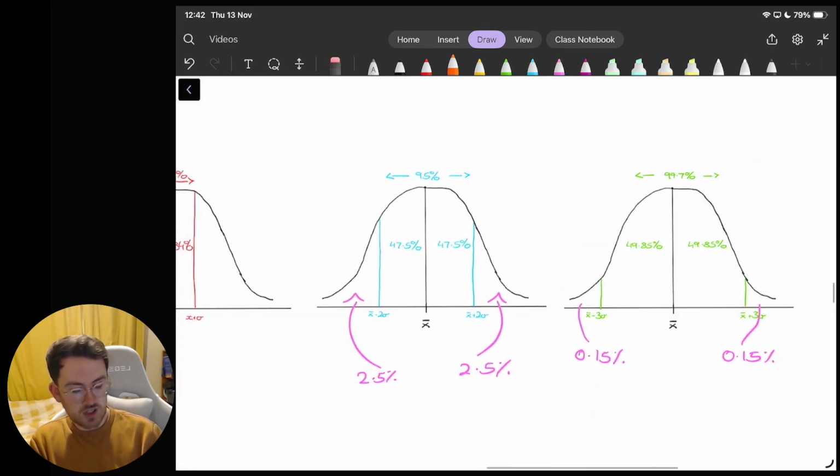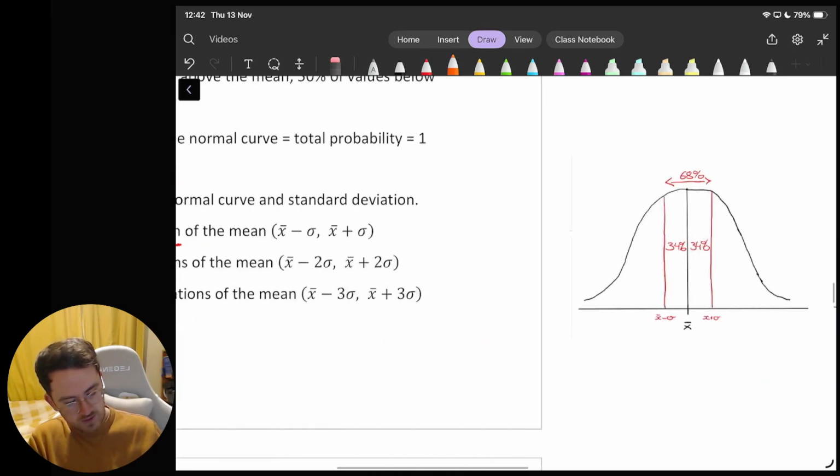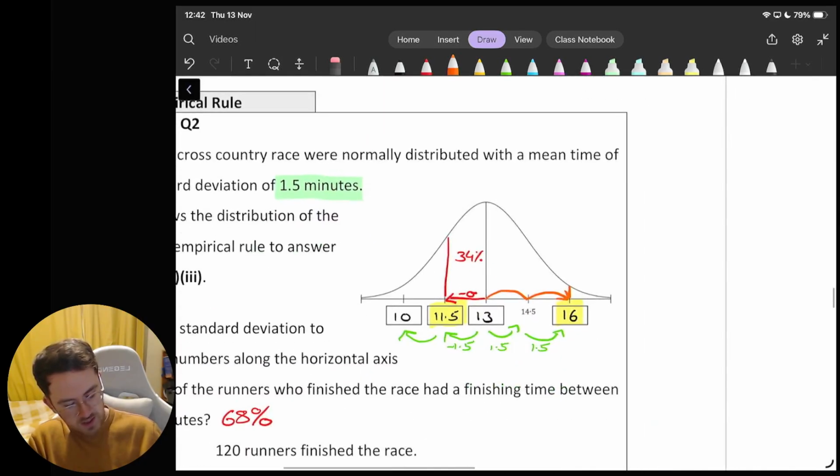So let's have a look at our chart again. Two standard deviations in total is 95%, but since I'm only looking at one half, I could take half of that, which is 47.5%. Okay, 47.5%. So let's mark that in here. This is 47.5%.